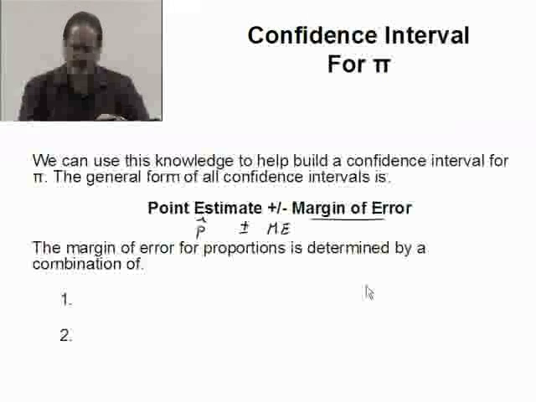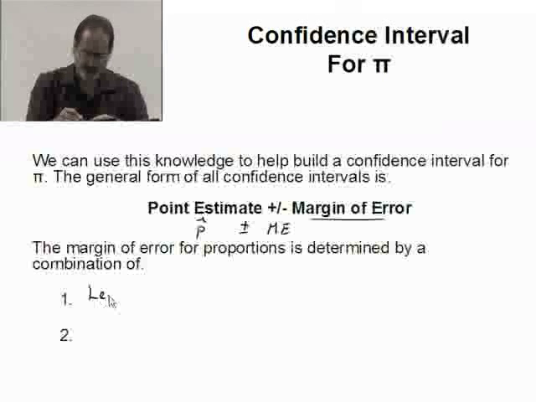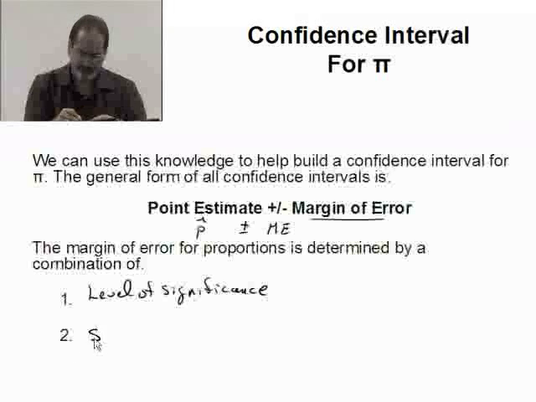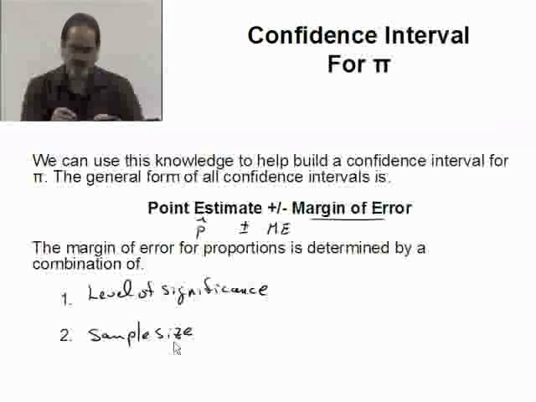Now, the margin of error for proportions is really determined by a combination of two things. The first one is the level of significance. The level of significance is attached to the idea of how certain we are. And two, the sample size. So these two things actually will determine the size of the margin of error. Now, the sample size, I should probably say a little bit more than that. The sample size is connected to the idea of the standard deviation.